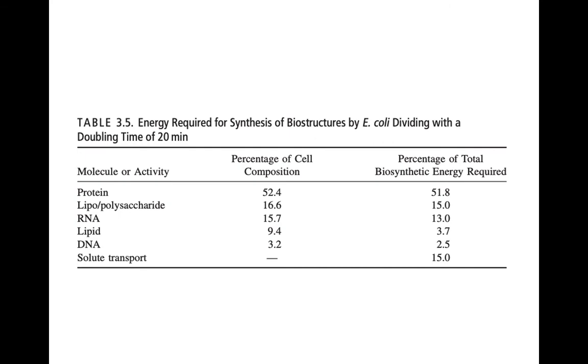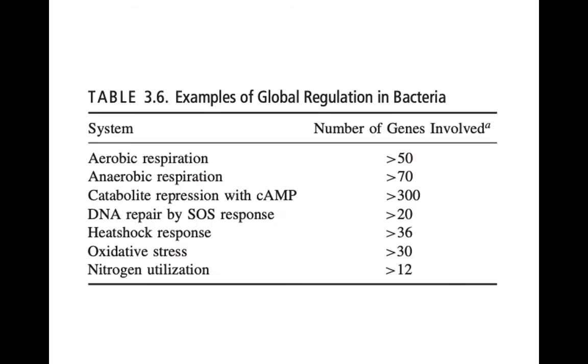Polysaccharides, RNA, and DNA actually have a very low requirement in terms of energy. Then for cell composition, we can relate that the more a biomolecule or a process is present in a microbial cell, the more energy is required to produce them, and the more time is dedicated by the cell to regulate the process of producing them.